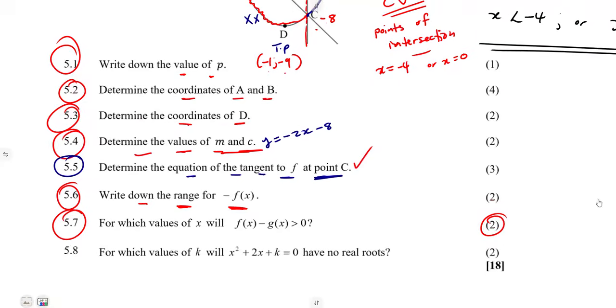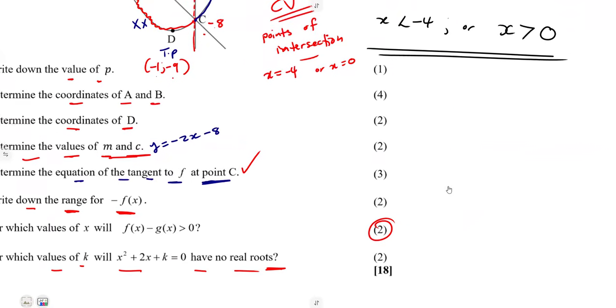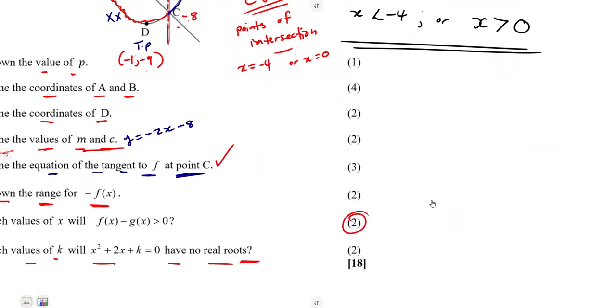Let us move on to 5.8, where we are given: for which values of k will this have no real roots? So here we can simply work out our discriminant concept, guys. That's on 5.8. There's no need of a graph there. If we do not have real roots, it means non-real roots.